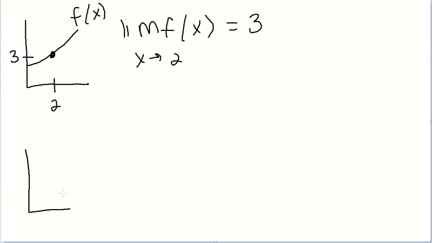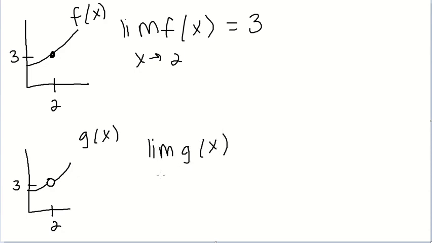But now what if we had a function and we put a little hole right there, and we'll still call that 2 and that 3. And so we'll call this g of x. And now if we were asked what is the limit of g of x as x approaches 2, this is where a lot of common errors are made, because as you can see right here we have a hole in this function. So this function is not actually defined at x equals 2, and that is called a removable discontinuity, which we'll talk about later in the continuity videos.